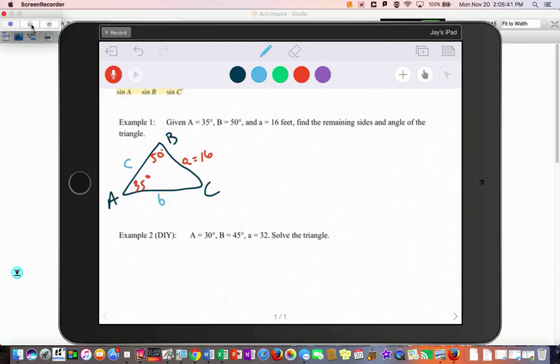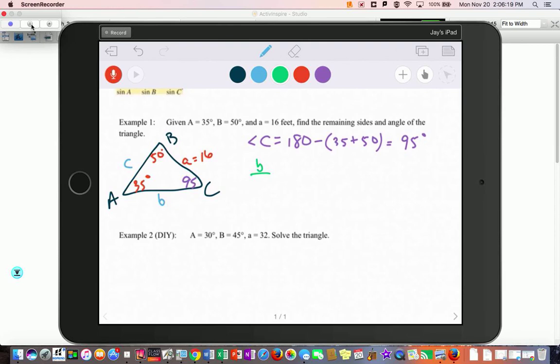All right. So the first thing I would do is find angle C. Angle C will be 180 degrees minus, and I'm going to add the two angles that I know. Remember, a triangle has 180 degrees. Add the other two, that's 85. When you do that subtraction, you get 95 degrees. I suggest anytime you have a triangle with two angles, whether you need to or not, find that third one.